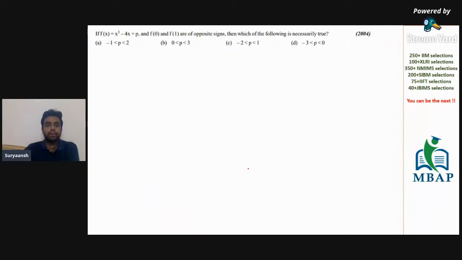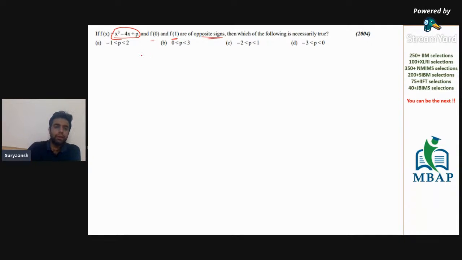All right. So I'll move ahead then. The next question: f of x is given as x cube minus 4x plus p. And f of 0 and f of 1 are of opposite signs. Then which of the following is necessarily true? So what's given here is a function f of x as x cube minus 4x plus p, and f of 0 and f of 1 are of opposite sign.